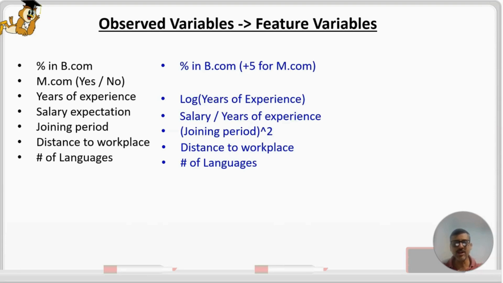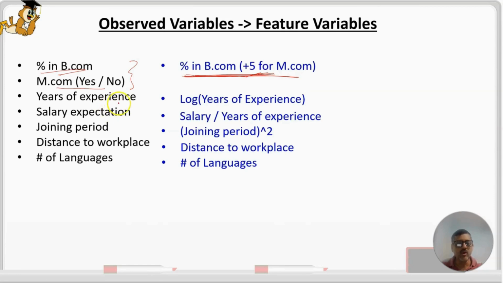So what am I going to do over here? Just as a simplistic approach, there is percentage in BCom, which was one of the observed variables, and MCom was yes or no. I'm just going to allocate a +5 for all candidates who have an MCom degree and add it to the percentage of BCom. So this becomes my feature variable based on these two observed variables.